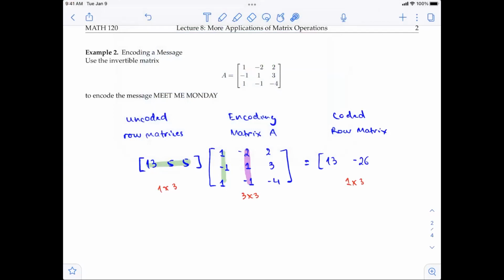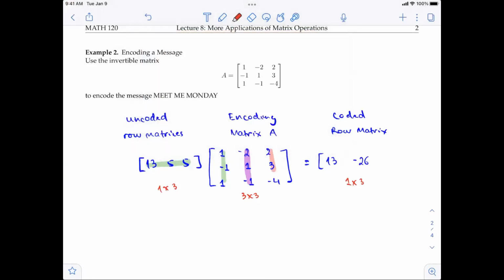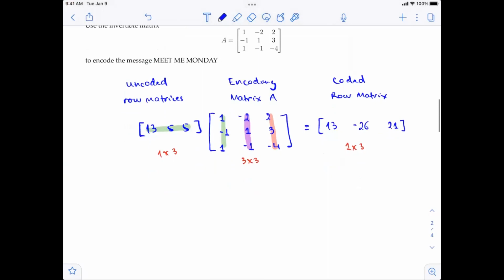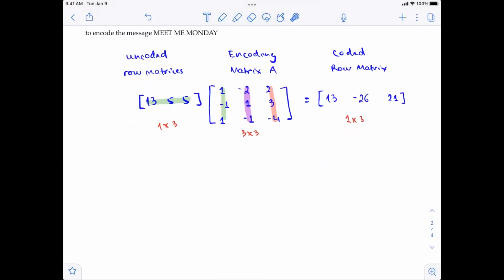And the last entry is that you take this row matrix and combine it with the last column of matrix B, and you get the answer 21. So this word gets coded up and gives you this row matrix. Now you're going to do the same for the rest of the uncoded row matrices.